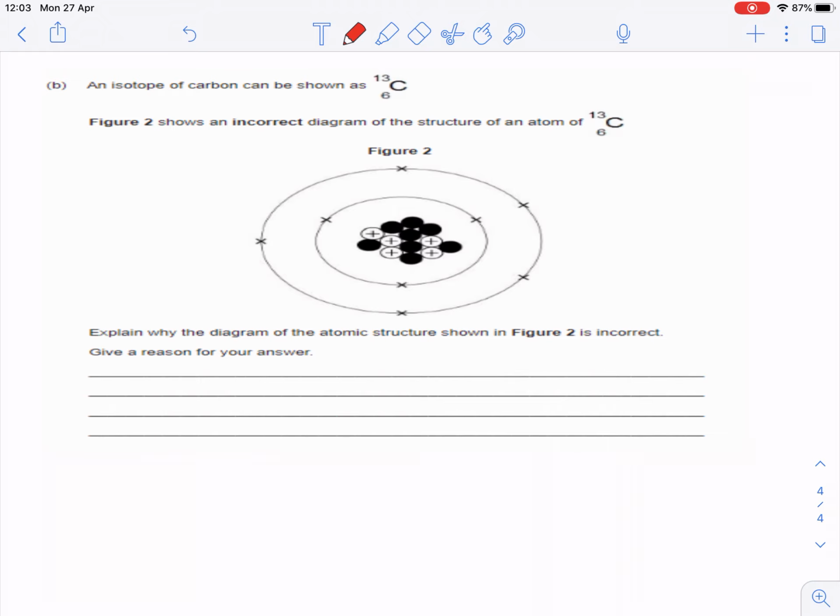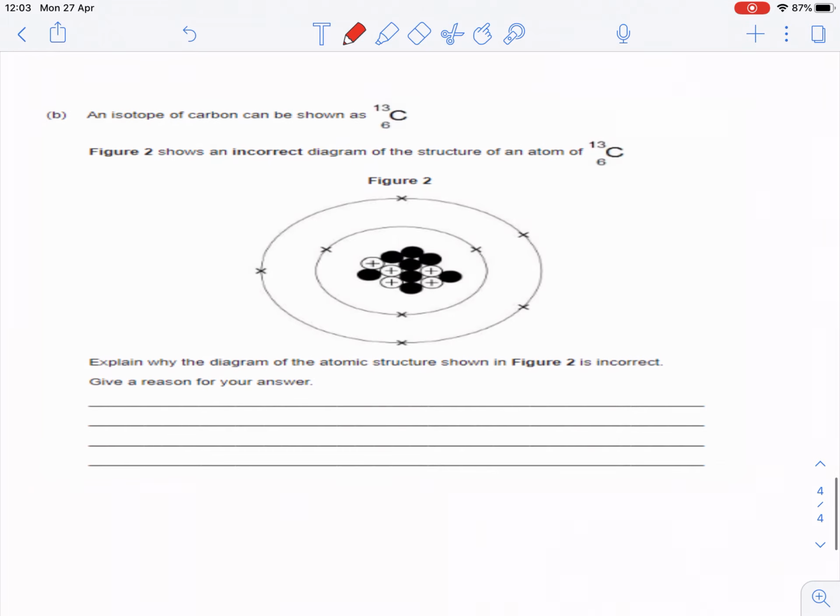And just going on to this final question here. An isotope of carbon can be shown as mass number 13, proton number 6. Figure 2 shows an incorrect diagram of the structure of carbon-13. So this is the one that we're meant to be looking at, but it's incorrect. Explain why the diagram of the atomic structure shown in figure 2 is incorrect. Give a reason for your answer.